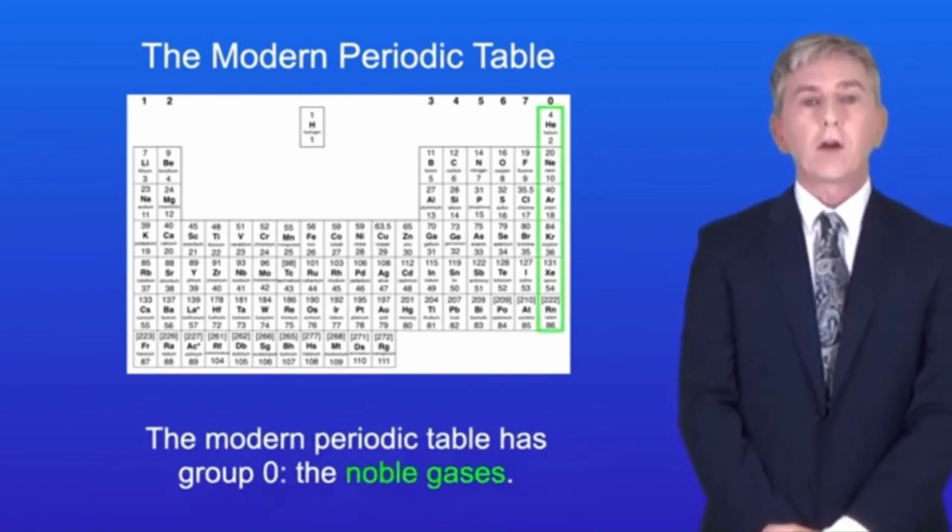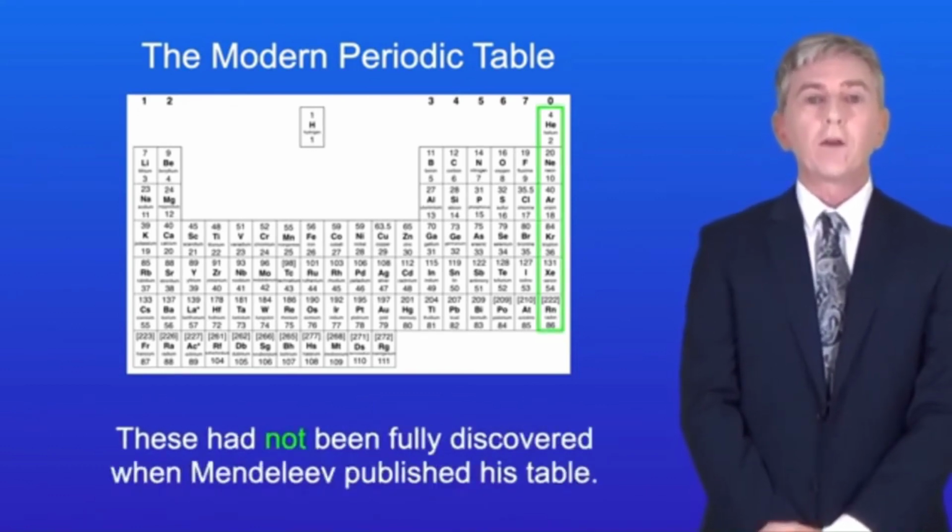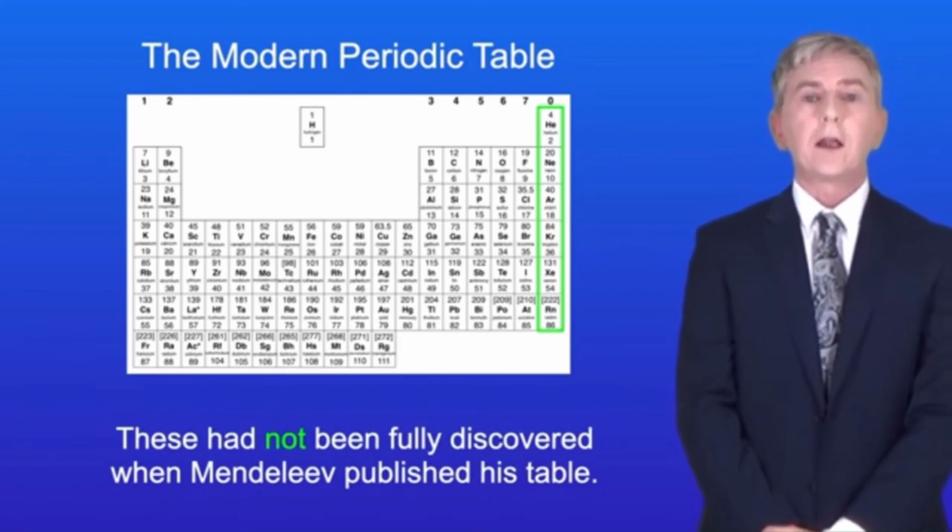Secondly, the modern periodic table has group 0, the noble gases. These had not been fully discovered when Mendeleev published his table. Okay, so hopefully now you can describe early attempts to arrange the elements into a periodic table. You should then be able to explain why Dmitry Mendeleev's periodic table successfully predicted the properties of elements. And finally, you should be able to describe how the elements are arranged in the modern periodic table.